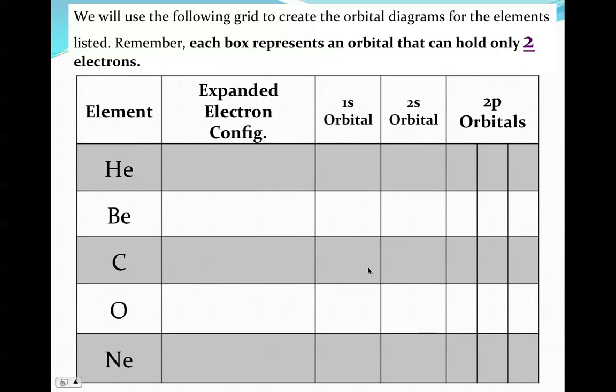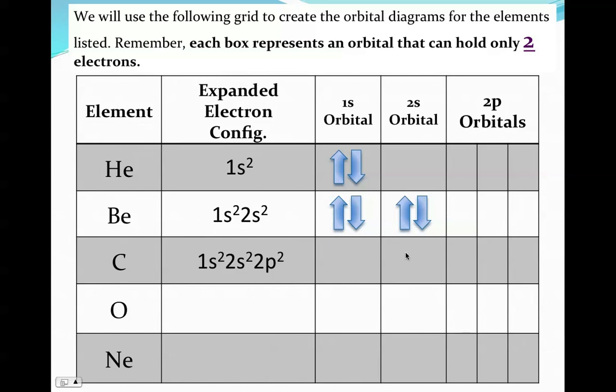All right, we're going to use the grid. Again, each box here is going to represent an orbital. Remember, each box that represents an orbital can only hold 2 electrons. Our expanded sublevel configuration for helium is 1s2. That means we have 2 electrons in the 1s orbital, so we're going to place them with opposite spins. Beryllium has 1s2, 2s2. So again, 2 electrons are going to go in 1s with opposite spins, and the other 2 will go into 2s.